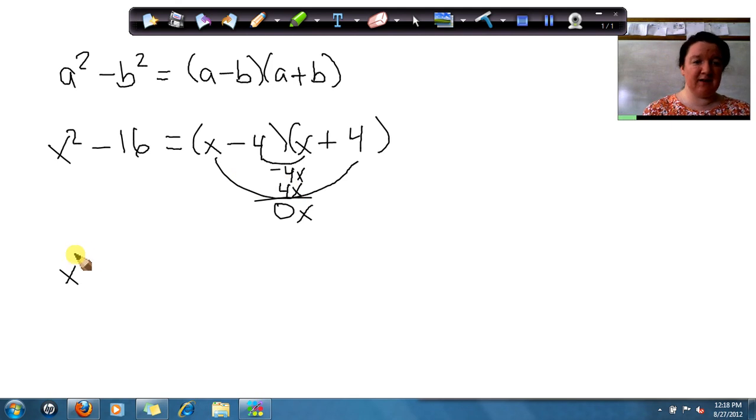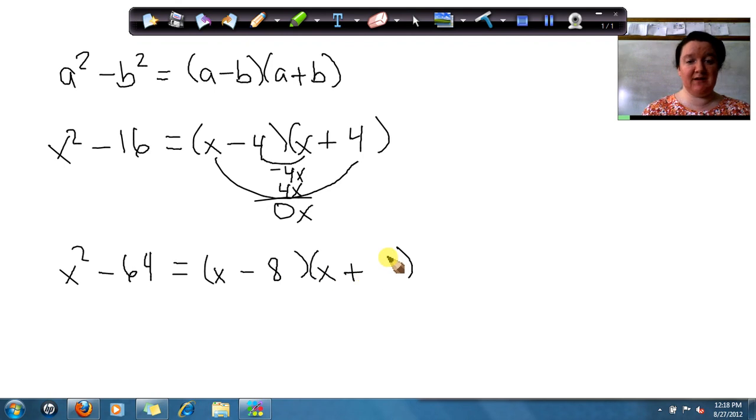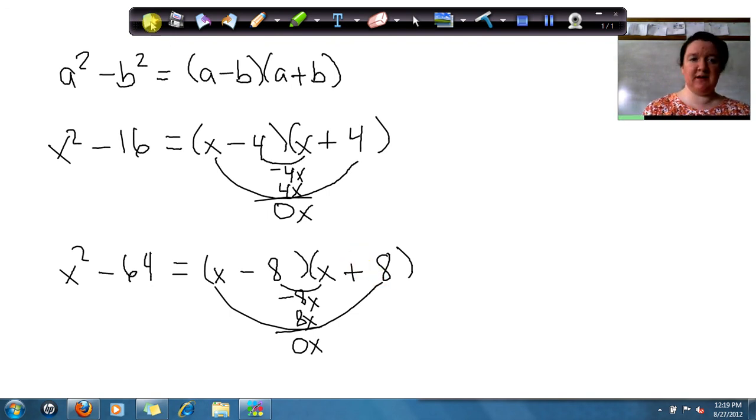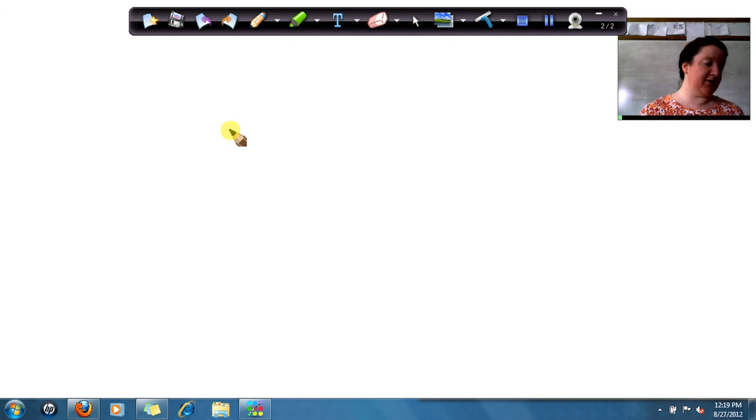If I did something like x squared minus 64 here, what numbers multiply together to give me a negative 64? If I had x minus 8 and x plus 8, I get the negative 8x, and I get the positive 8x, and those would cancel each other out, which is what we were looking for. So we have that properly factored as well.